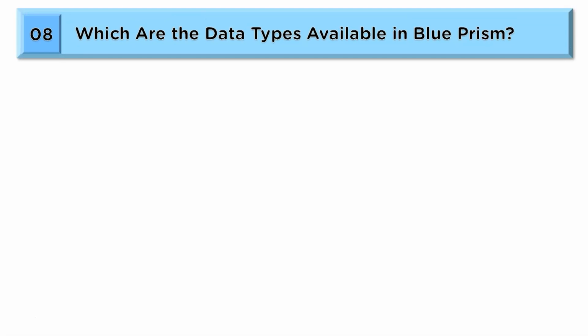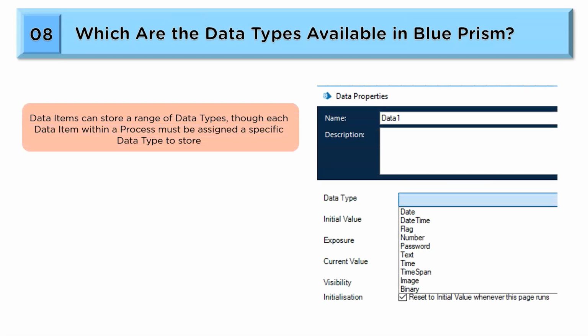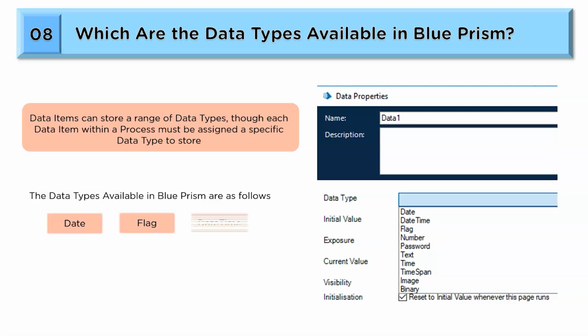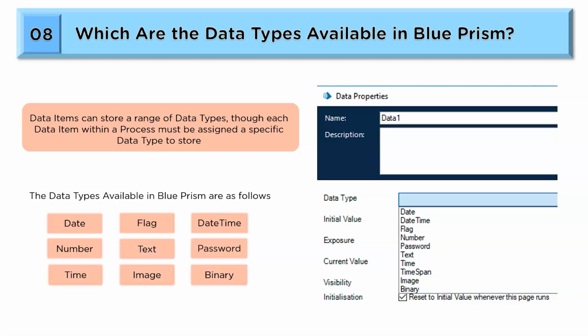Which are the data types available in Blue Prism? Data items can store a range of data types, though each data item within a process must be assigned a specific data type to store. The data types available in Blue Prism are as follows: date, flag, date time, number, text, password, time, image, and binary.